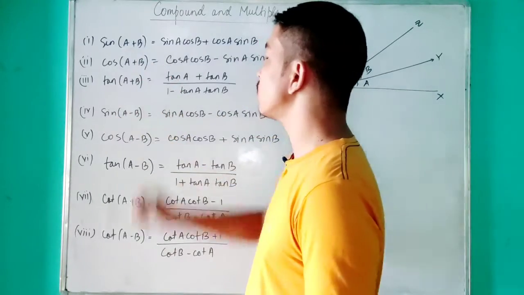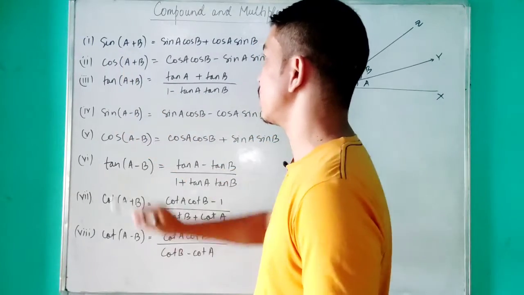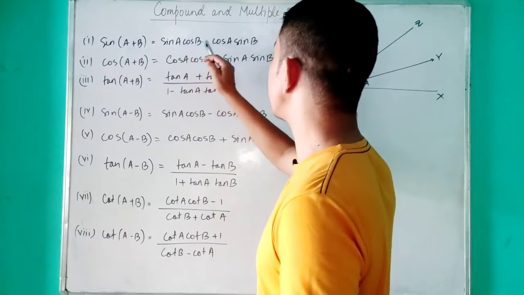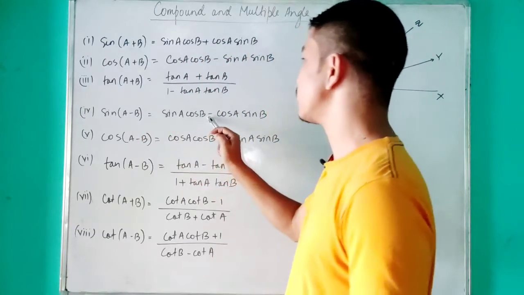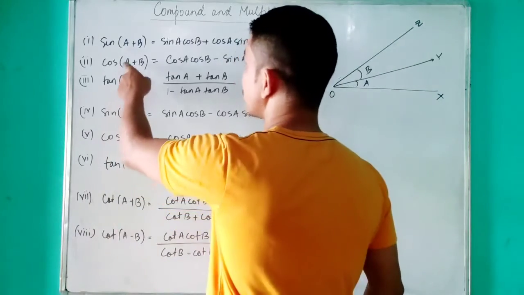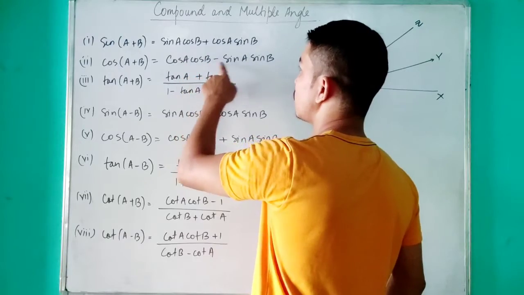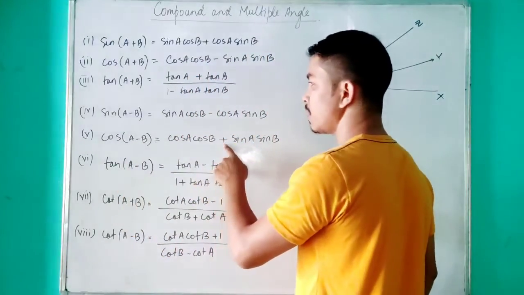See, there are some similarities between the formulas of sine of a plus b and sine of a minus b. For sine, it is sine a cos b plus cos a sine b, and for minus, the sign is simply replaced by minus. In case of cos, if it is a plus b, it will be cos a cos b minus sine a sine b, and if it is cos of a minus b, the sign is simply replaced by addition.